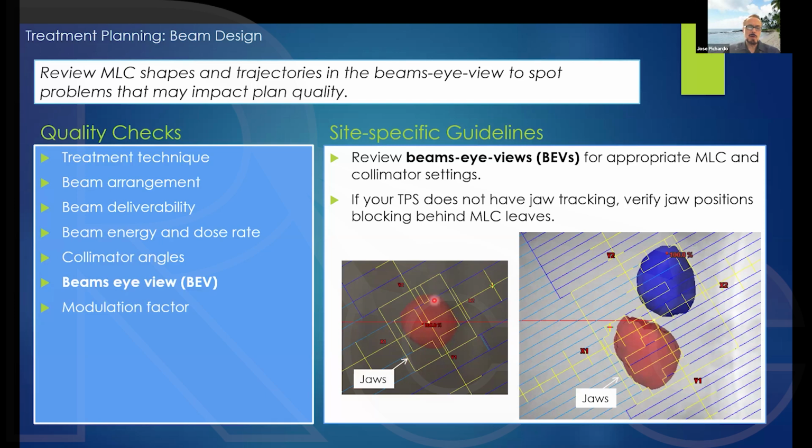The MLC leaves are going to be modulating, right? But you always want to block behind the MLC leaves. Why? Because you don't want the interleaf transmission, right, to add dose to areas that shouldn't be getting that dose.